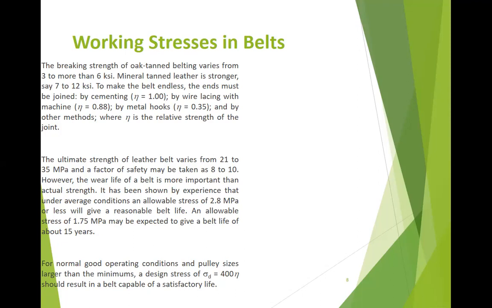However, the wear life of a belt is more important than the actual strength. It has been shown by experience that under average conditions, an allowable stress of 2.8 megapascal or less will give a suitable belt life. An allowable stress of 1.71 megapascal may be expected to give a belt life of about 15 years. For normal good operating conditions and pulley sizes larger than the minimums, a design stress of 400 times the relative strength of the joint should result in a belt capable of satisfactory life.